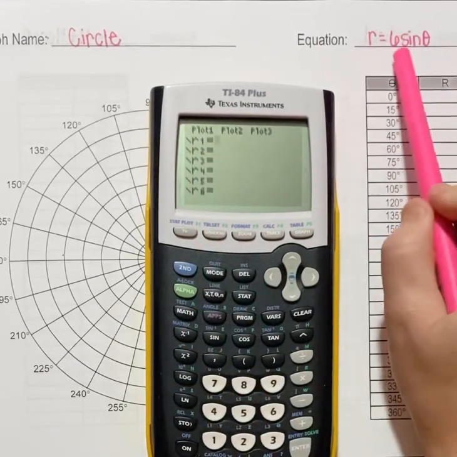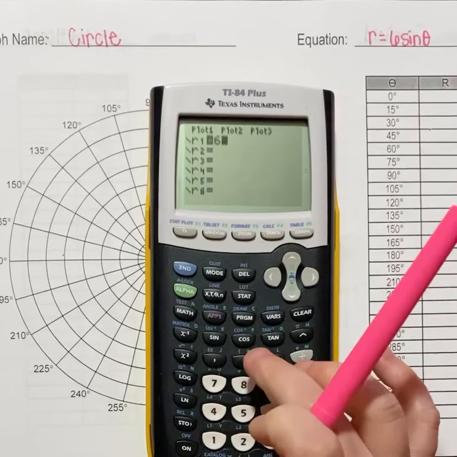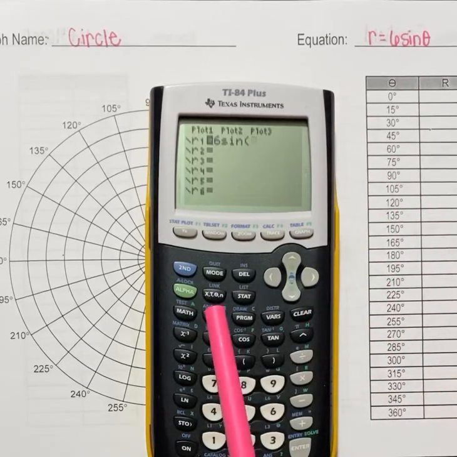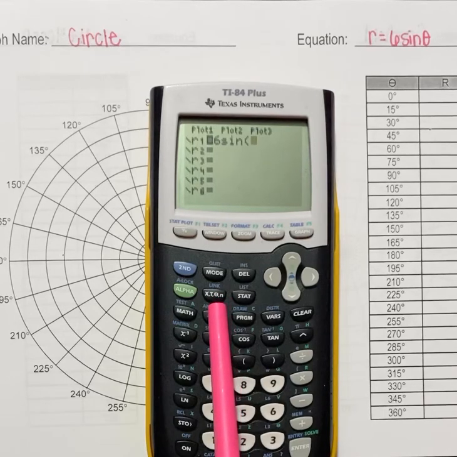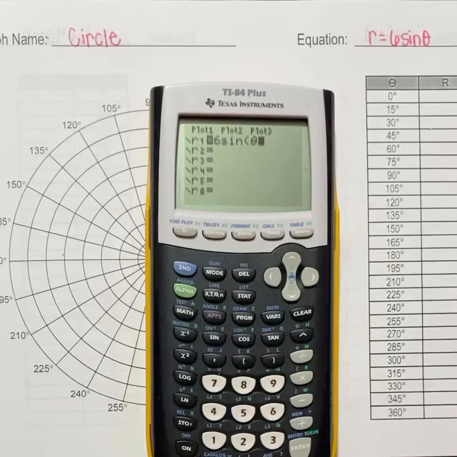I'm going to type the right-hand side of my equation in: 6 sine. The easiest way to get theta is the x button like we typically use, but remember, we turned this into polar. It was the third one, the X,T,theta button, so when we hit that, theta pops up. And I'm just going to close the parentheses right here.